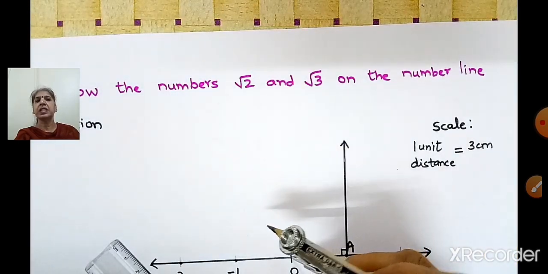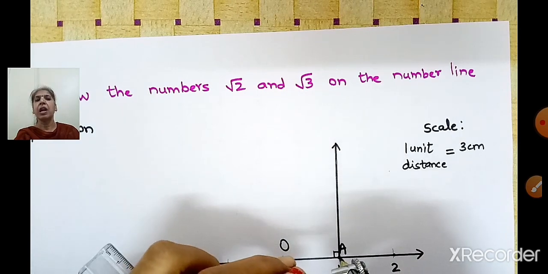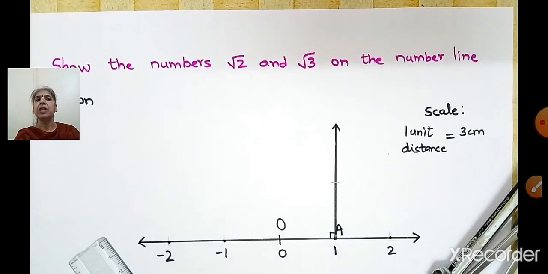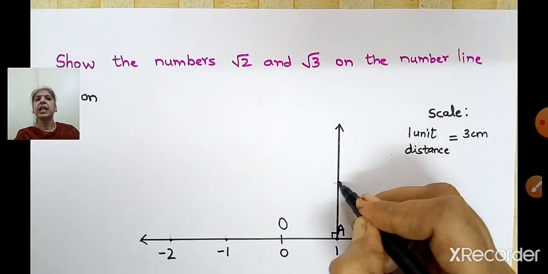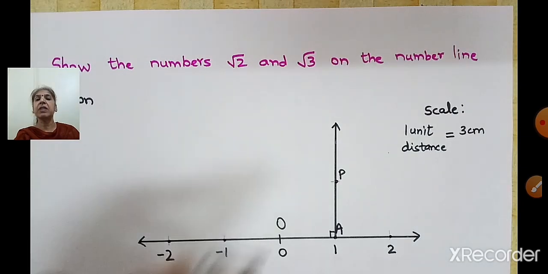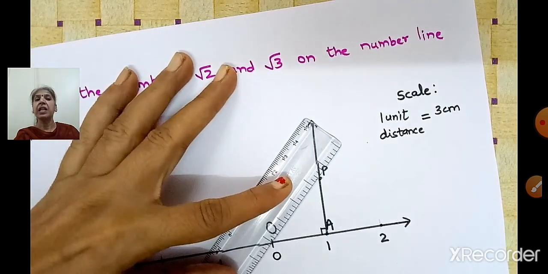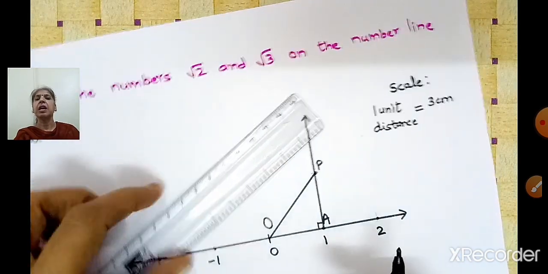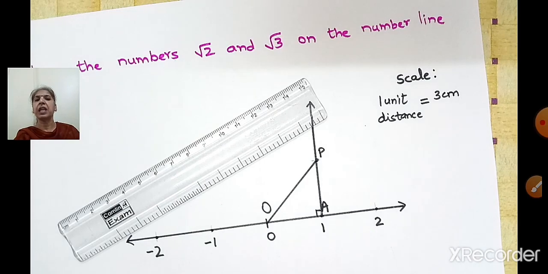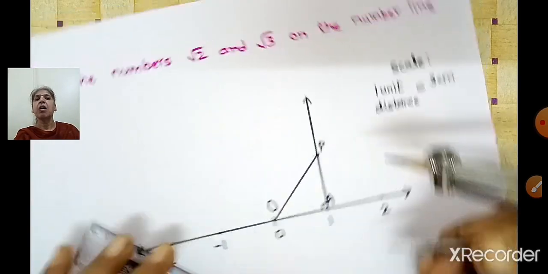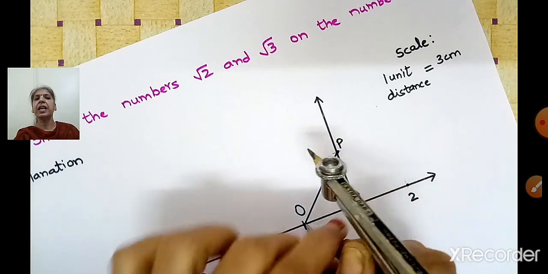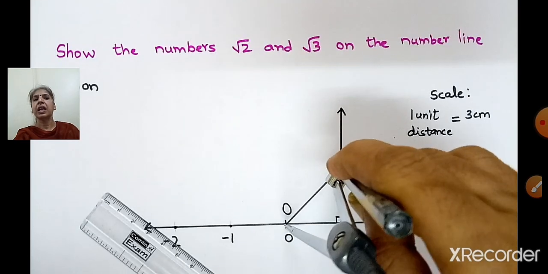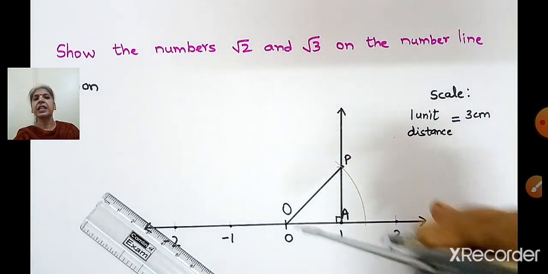Now 1 unit distance is OA, and that is our 3 centimeters. On that perpendicular, draw an arc at 3 centimeters. This is our 1 unit distance. Remember, this is our 1 unit distance. Now draw the segment OP, that is, join the points O and P. Now with your compass, O is the center and OP is the radius. Draw an arc and it will intersect the number line.